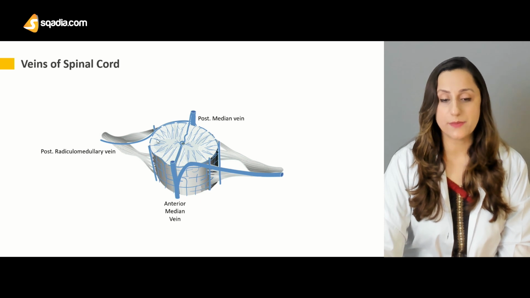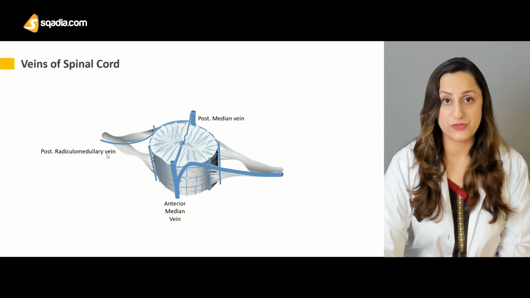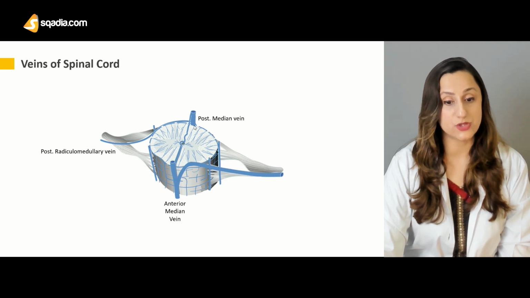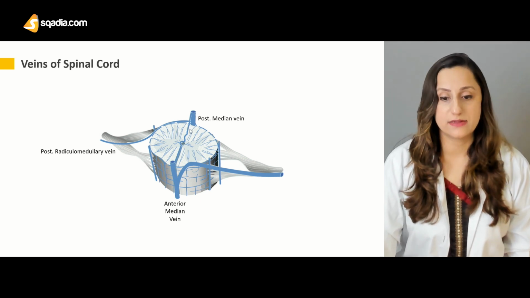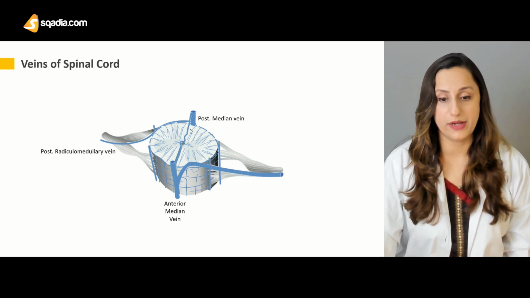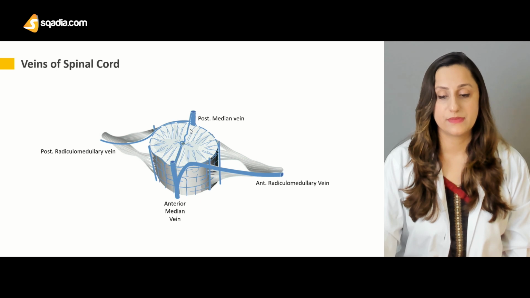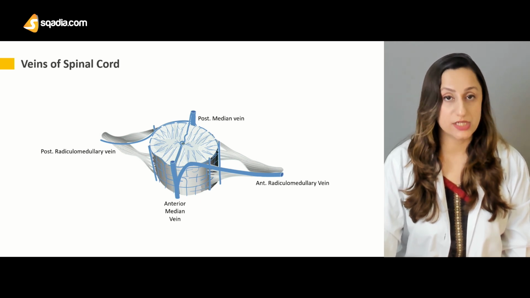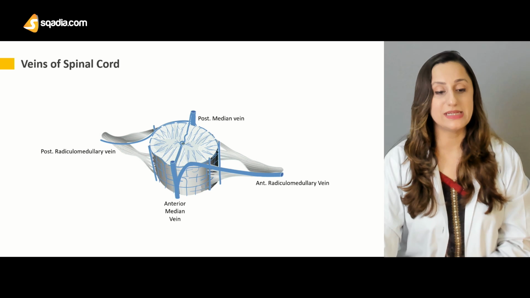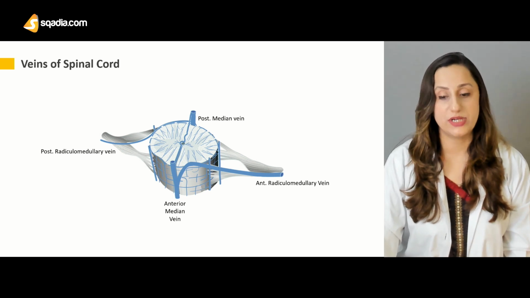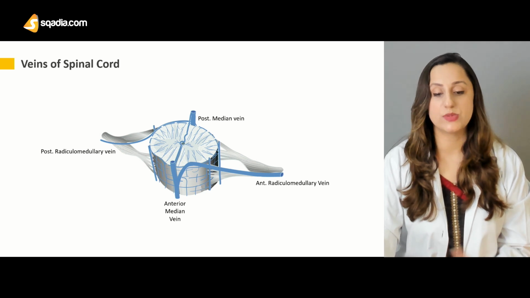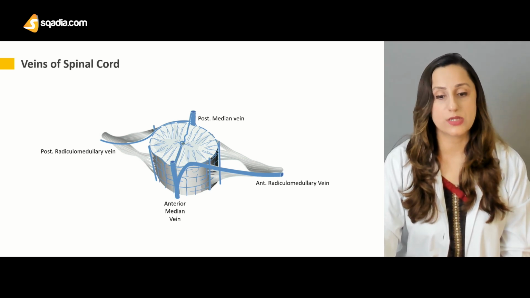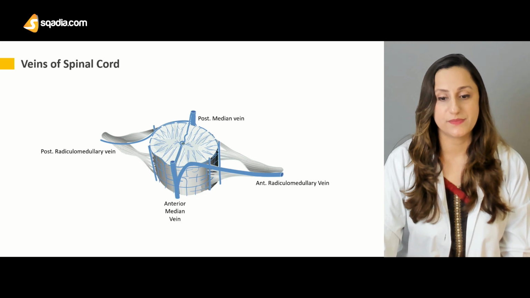Particularly, we have the segmental branches, also known as the posterior radiculomedullary veins, ultimately draining into the posterior median vein and entering the azygous or the hemiazygous veins accordingly. And this is the anterior radiculomedullary vein. So we have both an anterior and a posterior radiculomedullary vein draining subsequently into the anterior median vein and consequently into the posterior median vein.